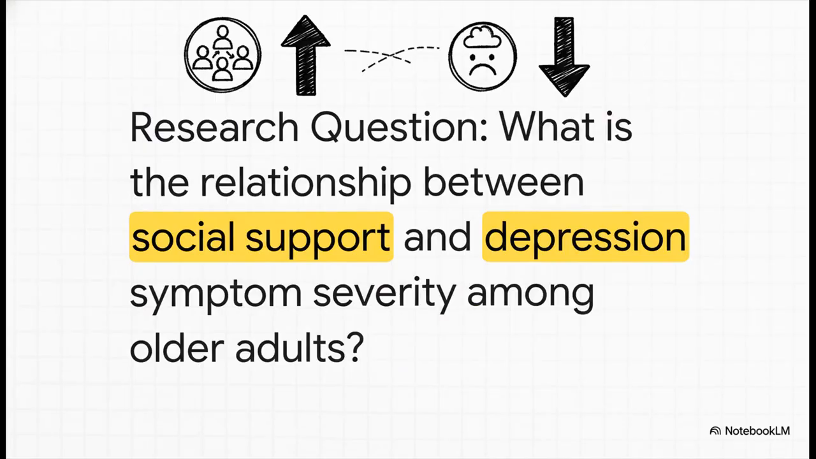Let's make this totally real. A researcher might ask a question just like this one, and by using correlation, they might find a negative relationship. What does that mean? It means that as social support increases, the severity of depression symptoms tends to decrease. See how that one little number starts to tell a really powerful story?